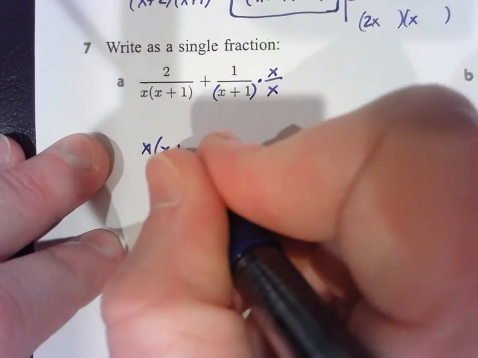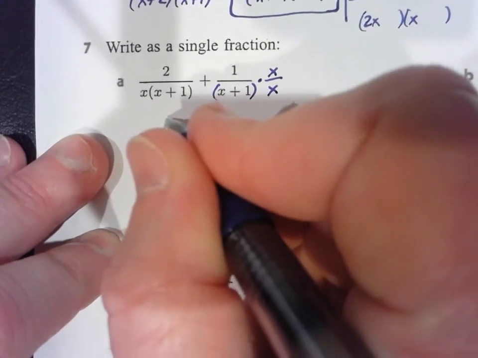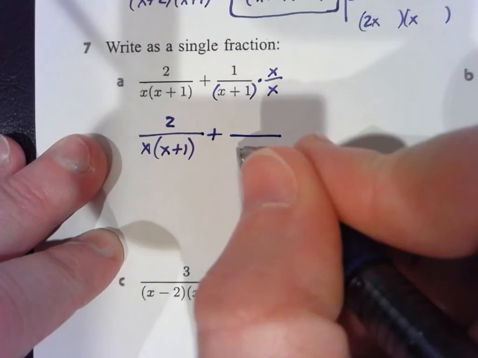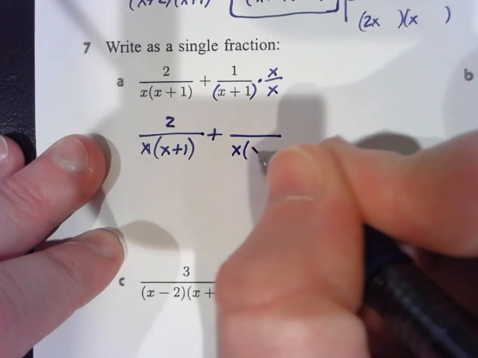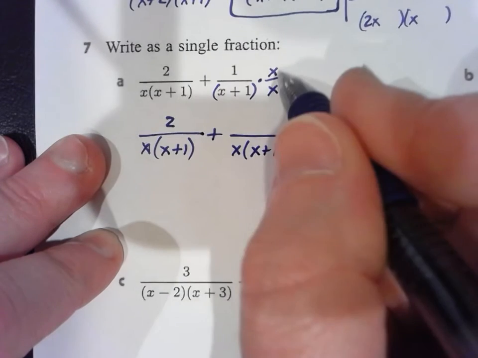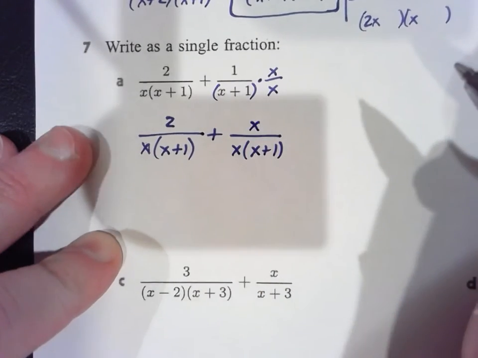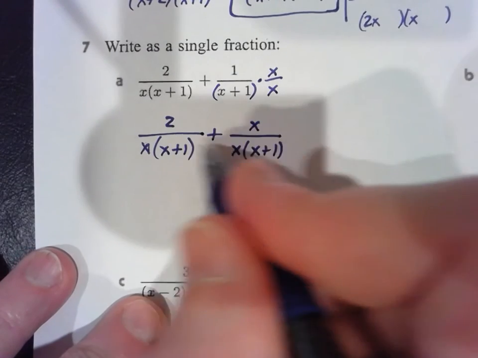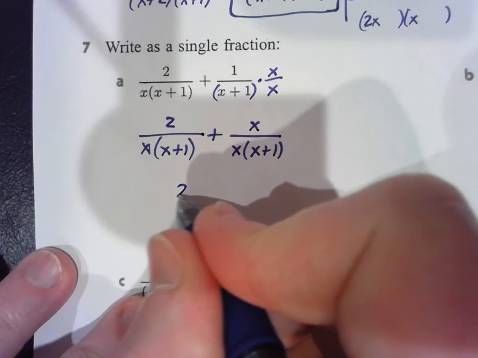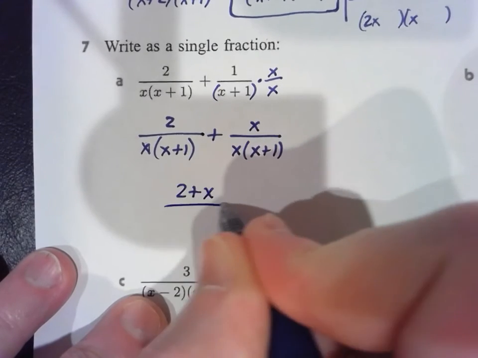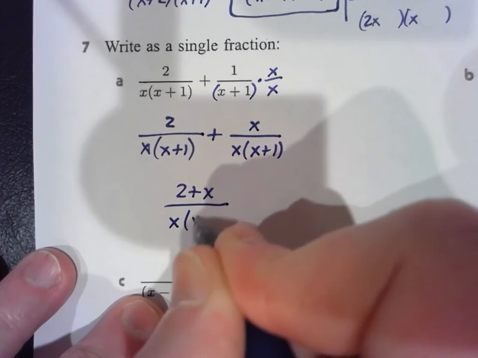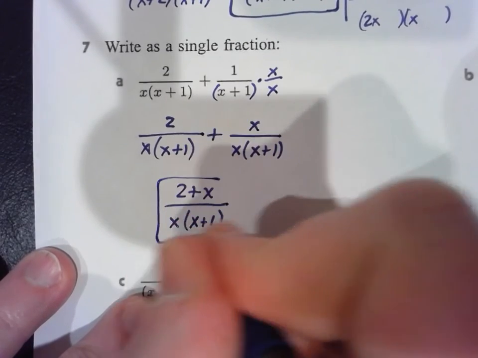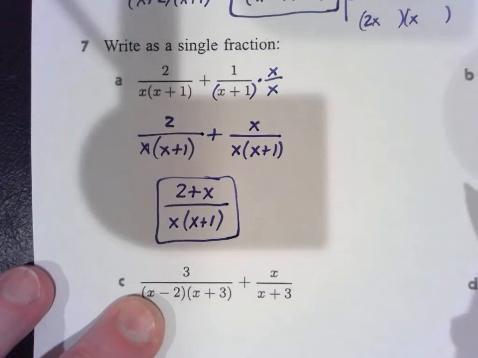So I'll keep the x times x plus 1 with the first fraction, and then in the second fraction, when I multiply by x, x times 1 gives me a numerator that's going to add 2 plus x, and the denominator x times x plus 1. I can't factor the top, so that is simplified.